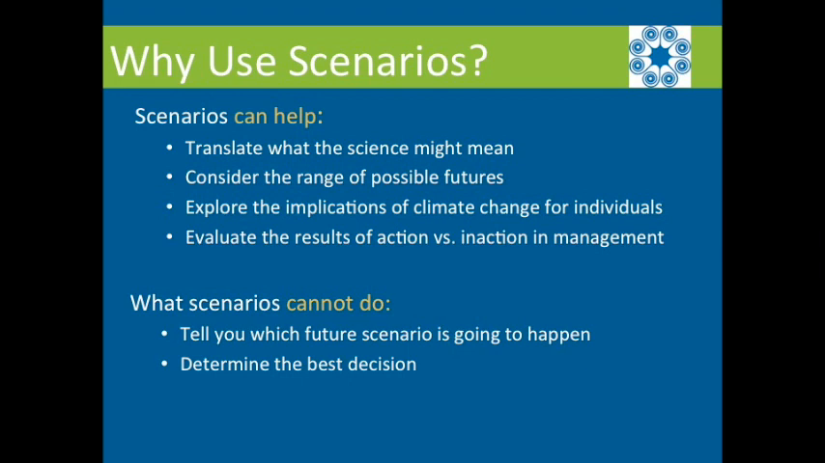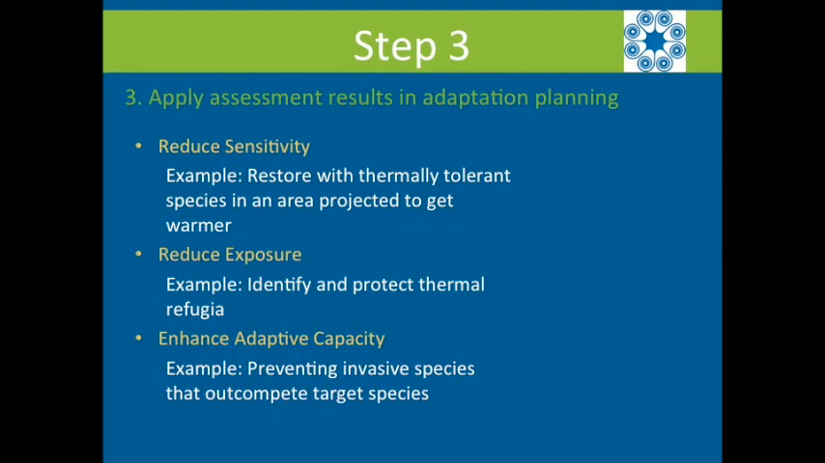Okay, step 3. This is what we're about to jump into. And that's applying all those assessment results into adaptation planning. So using that equation I had again from the vulnerability section, we want to come up with things that help us reduce sensitivity, reduce exposure, and enhance the adaptive capacity of whatever level of the system you're thinking about. And there's just some random examples. I'll talk more about step 3 later, but I want to give you a sense of where we are on the continuum of what this all means.